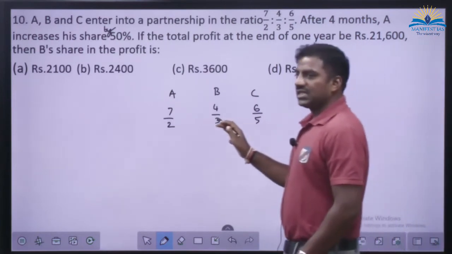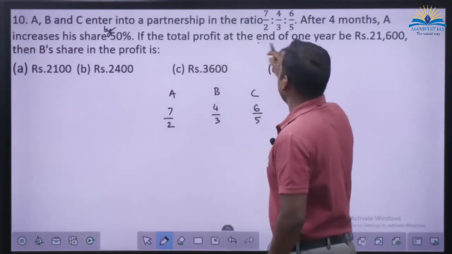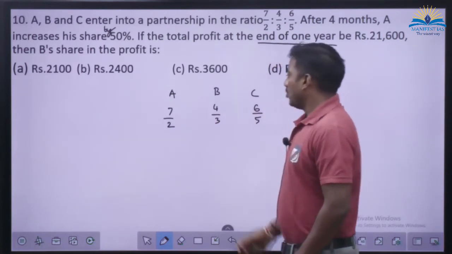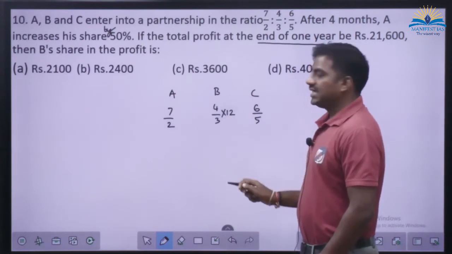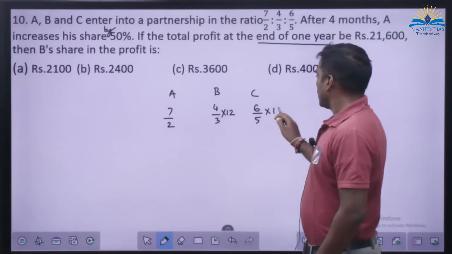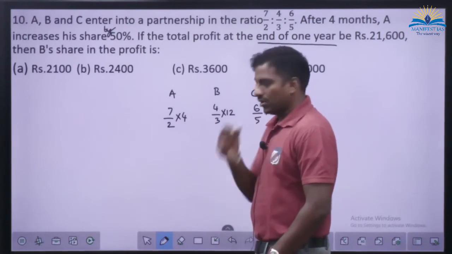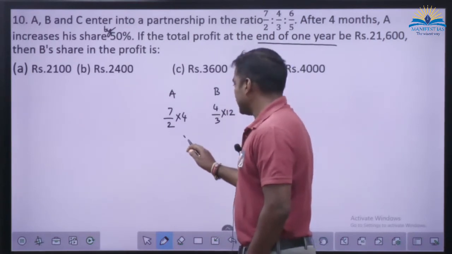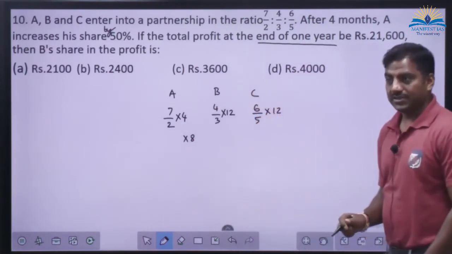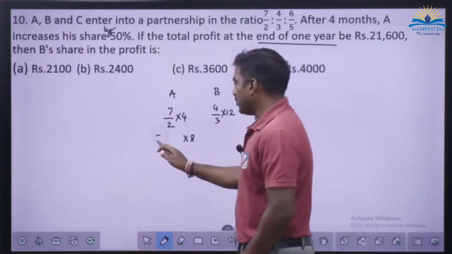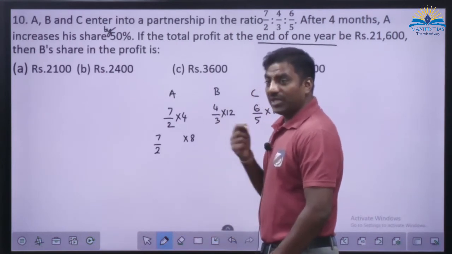So everyone is keeping for how many months when we are calculating the profit? B is keeping for how many months? C is keeping for? A is varying. So for the first 4 months, his investment is this. For the next 8 months, his investment is increasing by 50%. Now see, his earlier investment was 7 by 2.